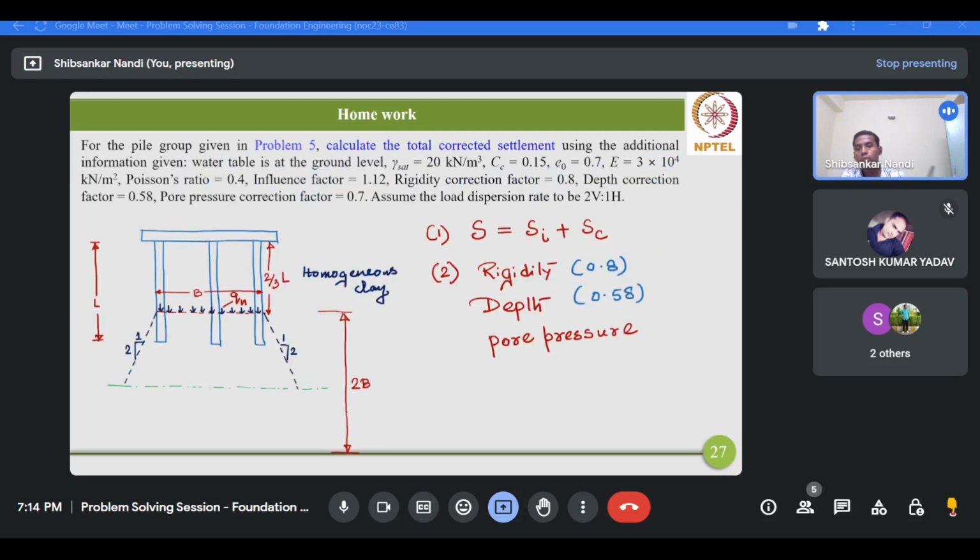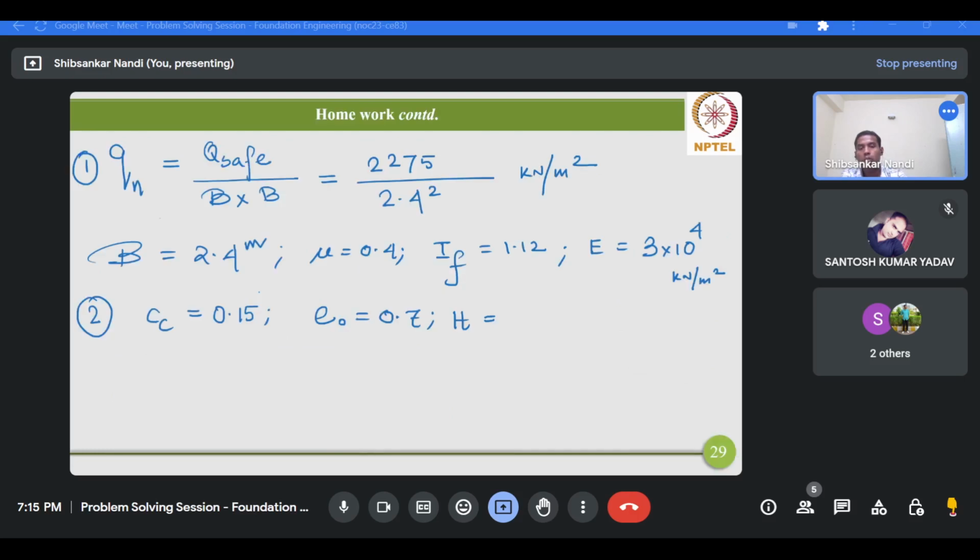Okay, so for the thickness of the stratum we will take the influence zone width as 2 times B. The same thing we have considered for the calculation of consolidation settlement of shallow foundation. In that case also we considered it as 2 times B. B is the dimension of the group. So this will be 2B, that means 4.8 meter. Okay.